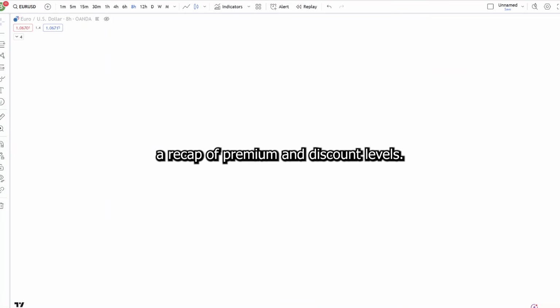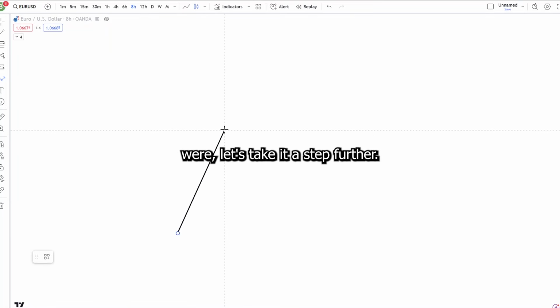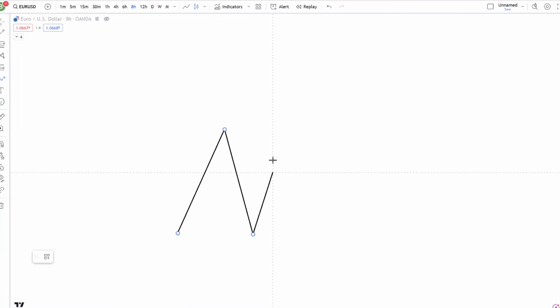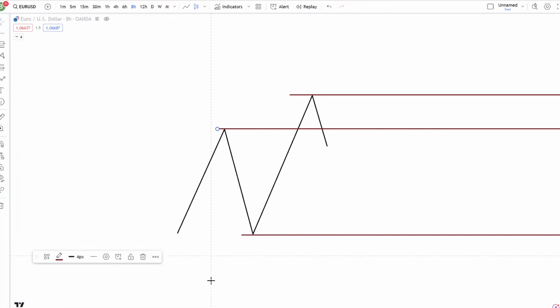Here's a recap of premium and discount levels. Now that you understand what a range is, let's take it a step further. You have your swing high, price breaks structure, and comes back inside of the previous range. So what is our current range now? It would be our swing high and swing low. What validated this swing high was price coming back into a previous range. So this is what validated this swing high.